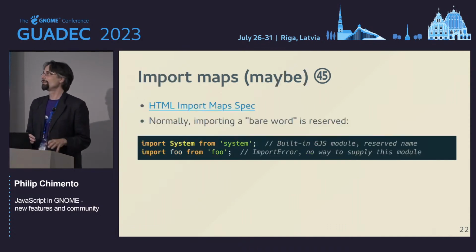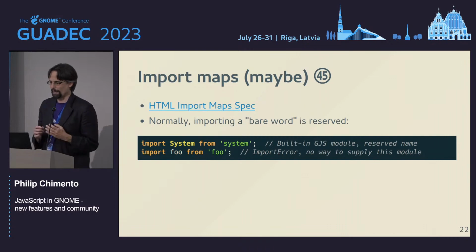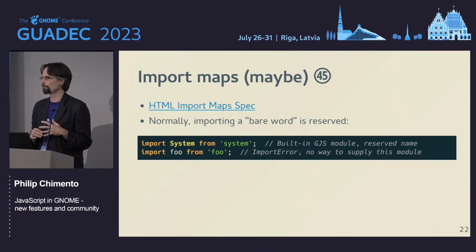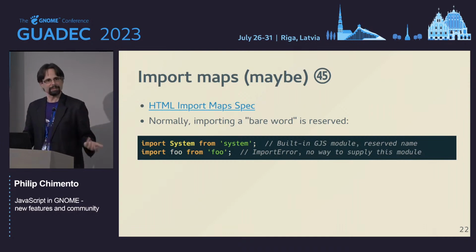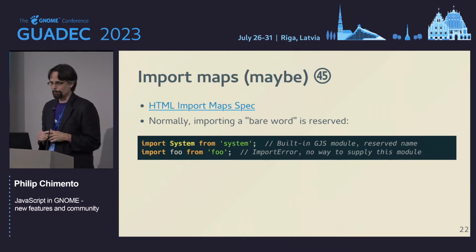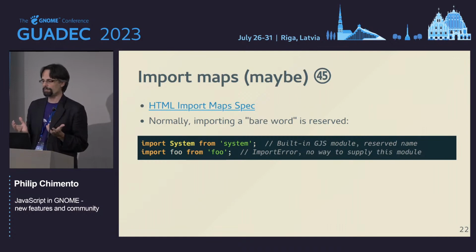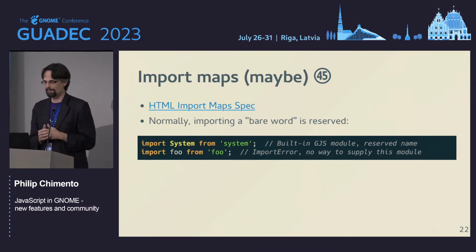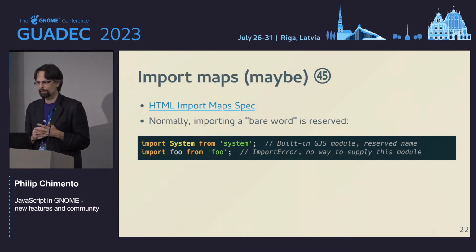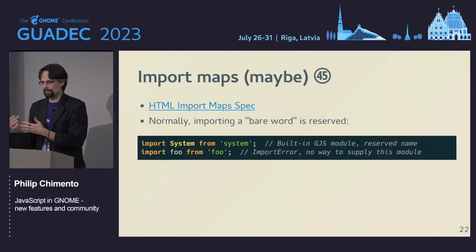Another feature it's possible we might get for GNOME 45 is import maps. This still needs a bit of discussion of how exactly it would work and how it might be used. So we're looking for input on this. Import maps is originally a web feature. So there's a link on this slide to the HTML spec for import maps. But here's approximately how it works.